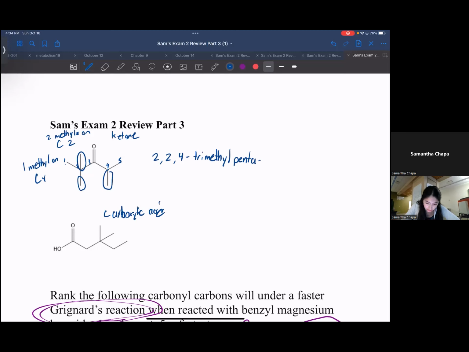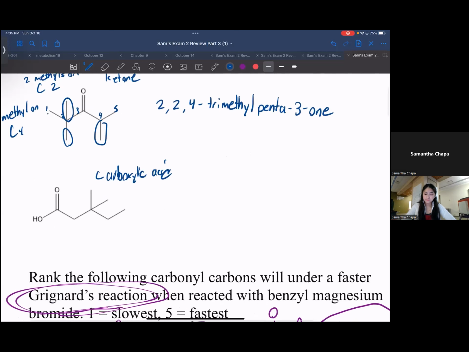I'm going to put my dash in between, and I'm going to put 3, 2, 2, 4, trimethyl, penta, 3, or you can do 2, 2, 4, trimethyl, 3, pentanol. I think those are the 2 possible ways that you can do it. So we're good with that.